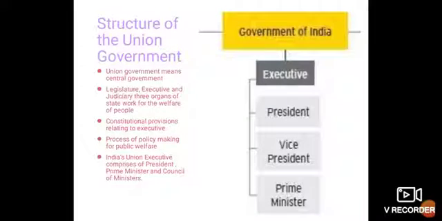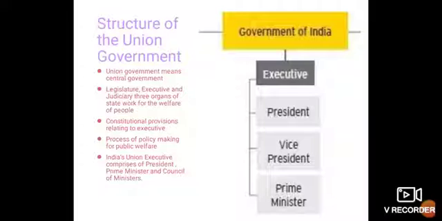So, the first point we will be learning is about the structure of the Union government. The Union government means the central government. The Union government is made up of the following constituents. Yes, my dear students, the Union government, that is the central government of India, is made up of the following constituents.